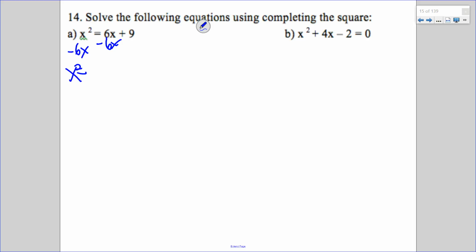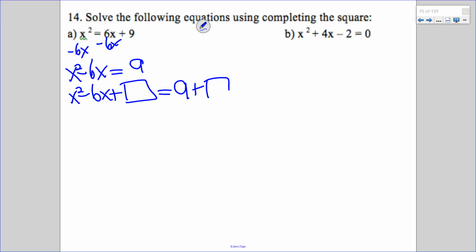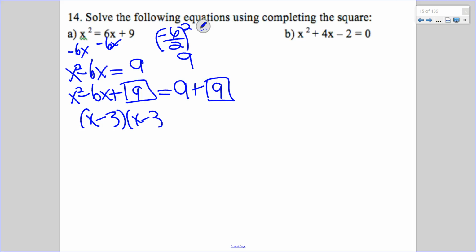You need to put it in ax squared plus bx equals c form. Now I complete the square by adding b over 2 squared to both sides. That's negative 6 over 2 squared, which is 9. Factor it. Combine the right-hand side. Rewrite it as a binomial squared. Now that's completing the square.